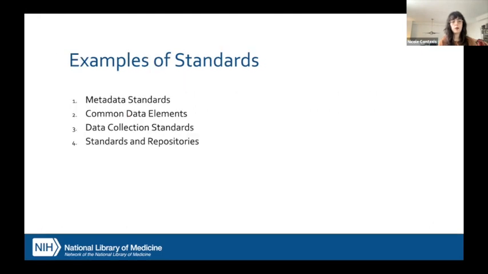So moving forward, we have 4 different examples of standards that I'm going to go through. Again, this is not going to cover all standards because there are so many, but we're going to just give some examples. We'll start with metadata standards, then go into common data elements, then data collection standards, and finally, the role of standards in repositories.